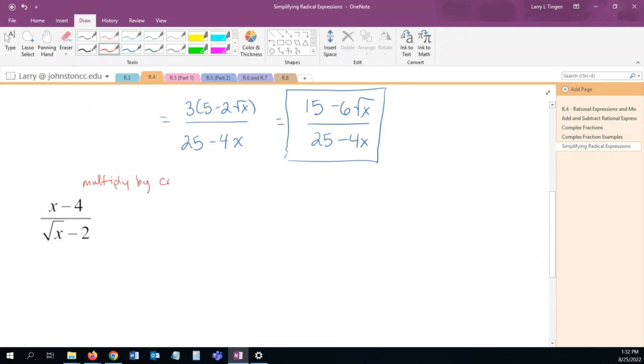Multiply by conjugate. I am practicing my handwriting. It doesn't look like it, but I am.